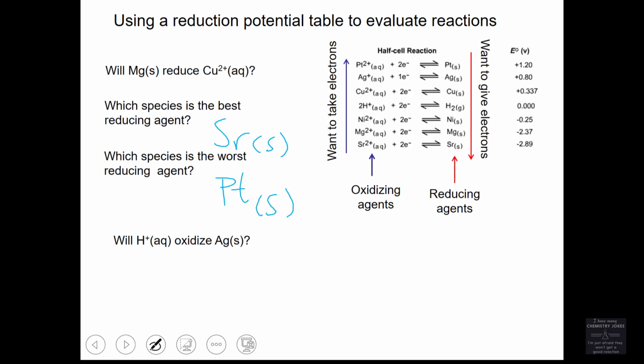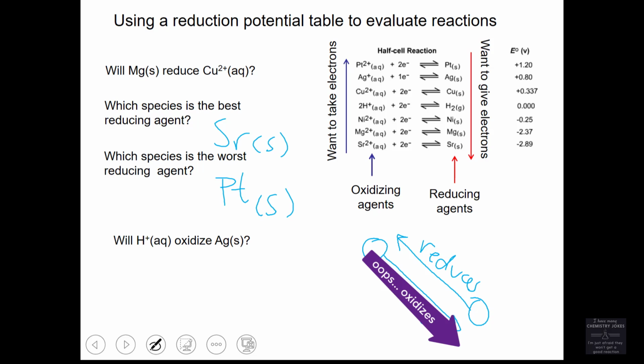We've talked about the diagonal rule. If the metal is below the ion, that's a reduces. The way it works for the other way around is if the ion is above the metal, that's oxidizes. So will H plus oxidize Ag plus? We find H plus, and we have to go up to try and oxidize? Nope. That one doesn't work. That one would give you a negative 0.8 volts.